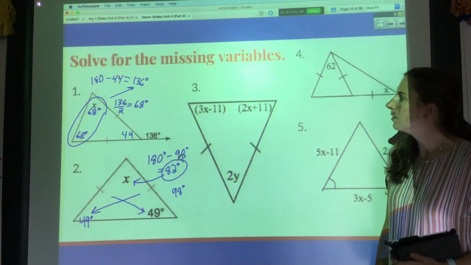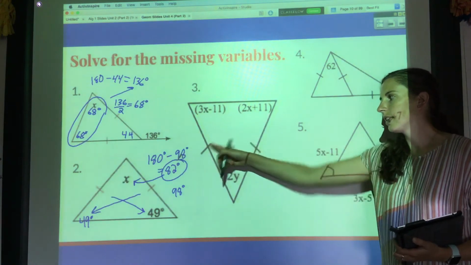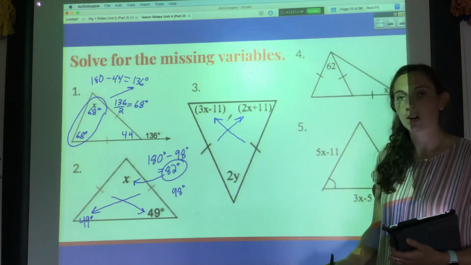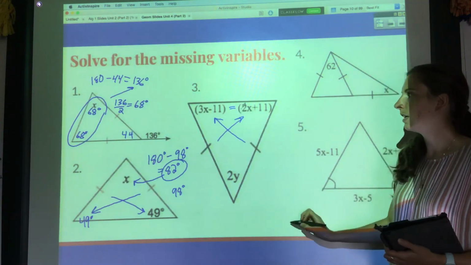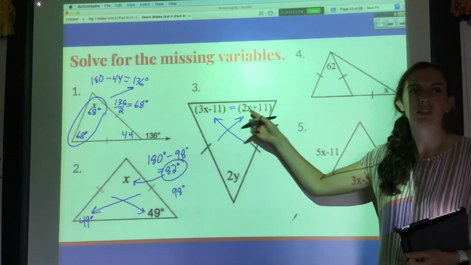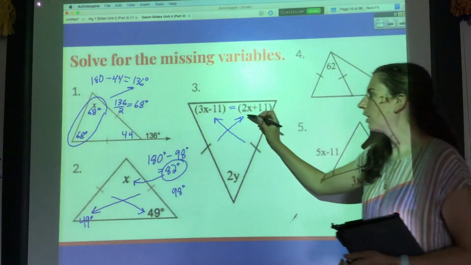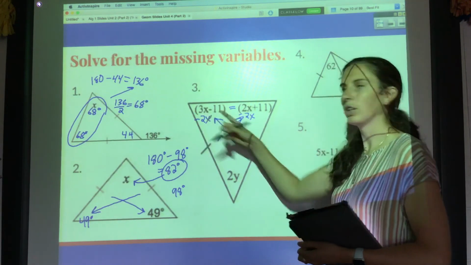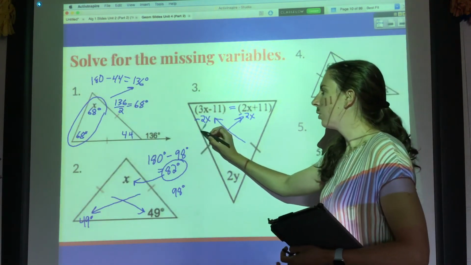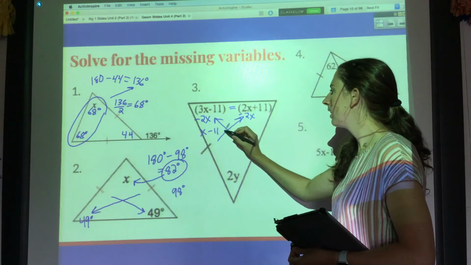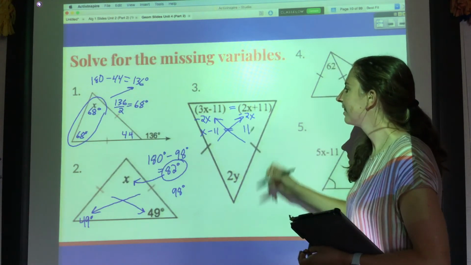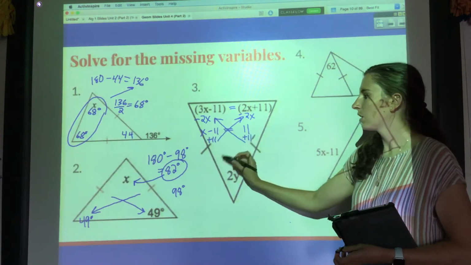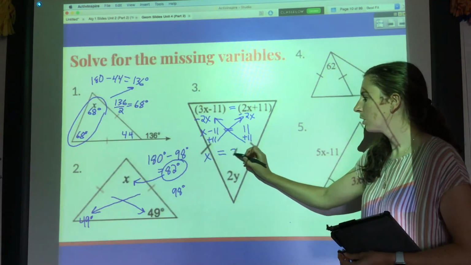On this one, again, it's isosceles. These are congruent, and so I know that these two angles here are equal. So if I want to solve for x, I can just solve this equation for x. So I'm going to subtract 2x from both sides to get the x's over on the same side here, leaving 1x minus 11 equals 11. Then I'll add 11 to both sides to get rid of this. So I get x equals 22.